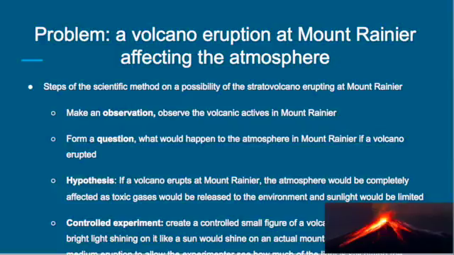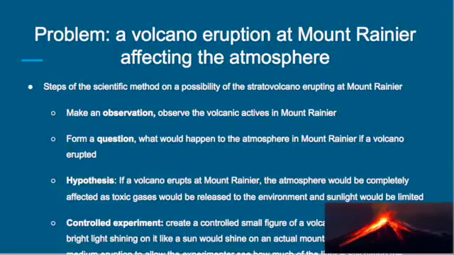Make an observation. Observe the volcanic activities in Mount Rainier. Form a question. What will happen to the atmosphere in Mount Rainier if a volcano erupts there? Hypothesis: if a volcano erupts on Mount Rainier, the atmosphere will be completely affected as toxic gases will be released to the environment and sunlight will be limited.